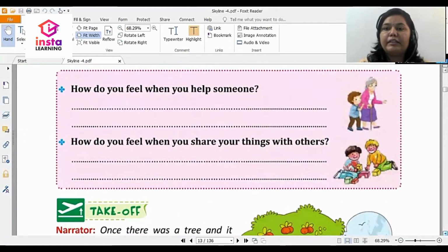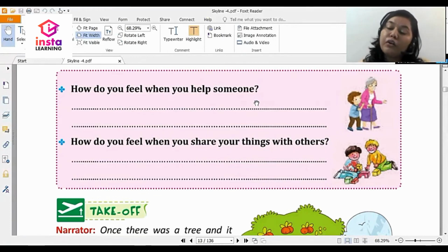But before that, tell me one thing. How do you feel when you help someone? Someone asks for your help, maybe your parents, maybe your brother, sister, maybe your friends, or maybe your teachers. So they asked for your help. When you agreed to help them, how did you feel? Did you feel really good from within?